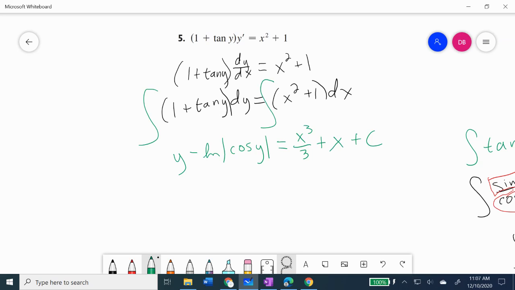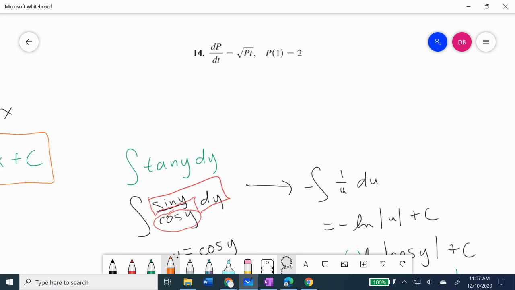You are not going to be able to isolate that y. This would be considered solved right here, and that is plenty far enough to go. Let's take a look at number 14.